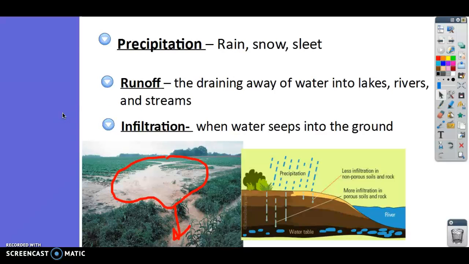And then we have infiltration. This is when water seeps into the ground. So instead of running across the ground, it actually drains into the ground.